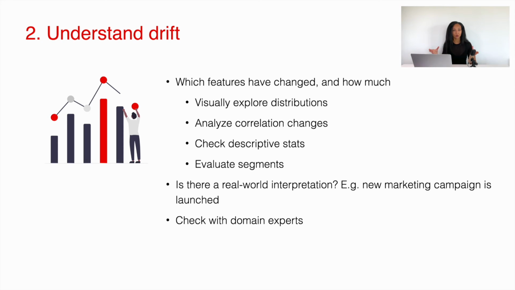The next step, if there are no data quality issues, would be to understand the drift. In this case, if you see that there are quite a lot of changes in your data, it's good to have some visual exploration, like visually exploring distributions, maybe analyzing changed correlations, checking some descriptive statistics like means, min-max ranges, medians, etc., and evaluating different segments. Is there a real-world interpretation? Maybe it's a new marketing campaign launch, so it's good to check it and discuss it with the domain experts so that you know the reason for the drift and know how to react accordingly.